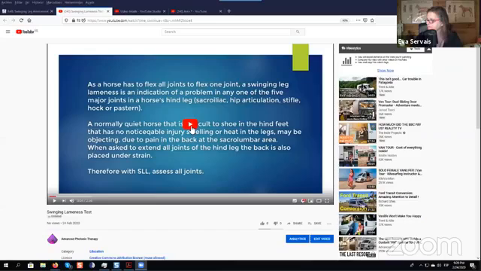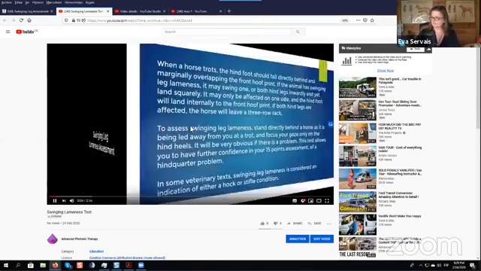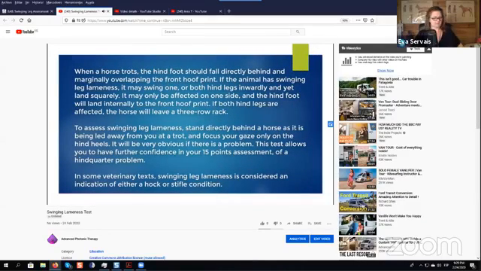The third thing we are going to look at in this lesson is the swinging leg assessment. The hind foot should fall directly behind and marginally overlapping the front hoof print. If the animal has swinging leg lameness, it may swing one or both hind legs inwardly and yet land squarely. It may only be affected on one side and the hind foot will land internally to the front hoof print. If both hind legs are affected, the horse will leave a 3-row track.